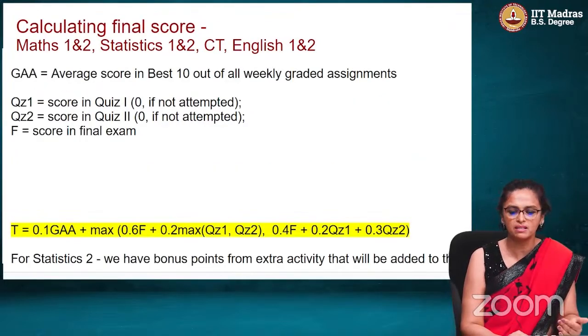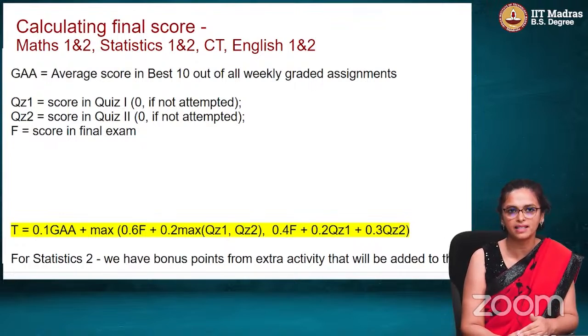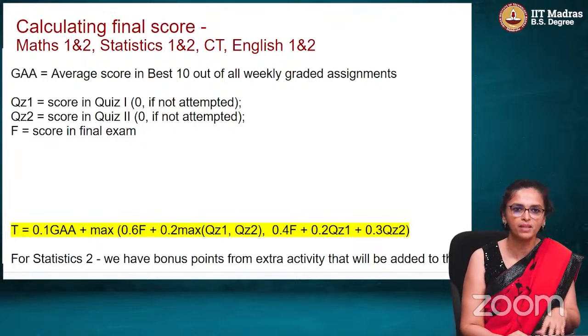So how do we calculate the final score? There's a generic formula that we use for 7 out of the 8 foundation courses. Suppose we have GAA, which is defined as the average score in the best 10 out of all weekly graded assignments. This is one component. QZ1 is the score in quiz 1, QZ2 is the score in quiz 2, and F is the score in the final exam that you will write after the end of 12 weeks.